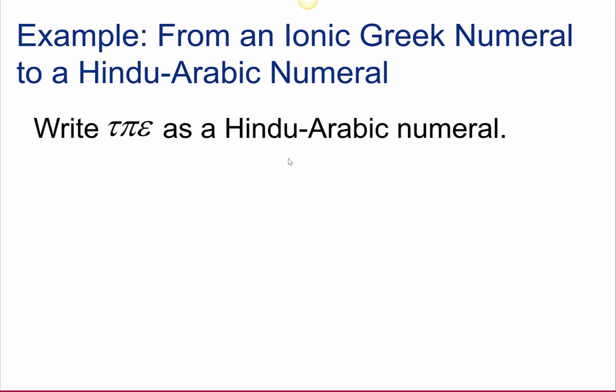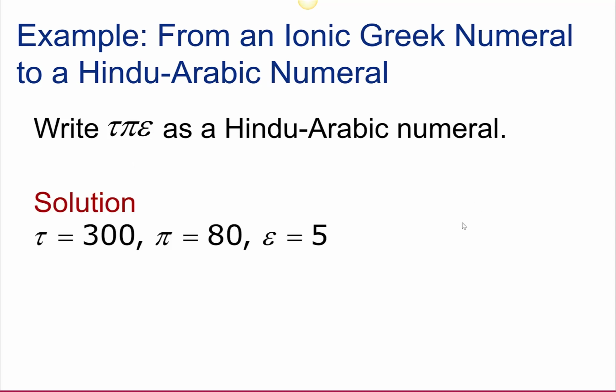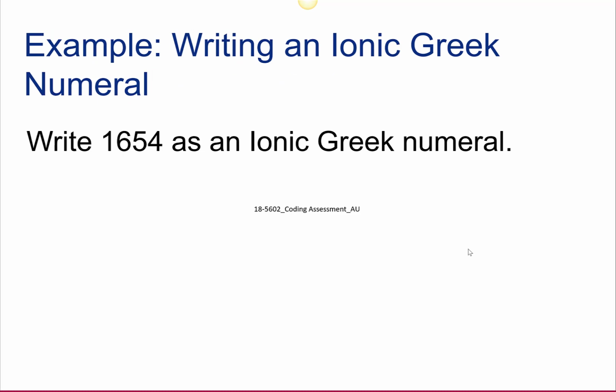So let's write this Ionic Greek numeral as a Hindu Arabic. So again, looking up in the table, the first numeral is worth 300, the second one's worth 80, and the third one is worth 5, so we simply add those together.